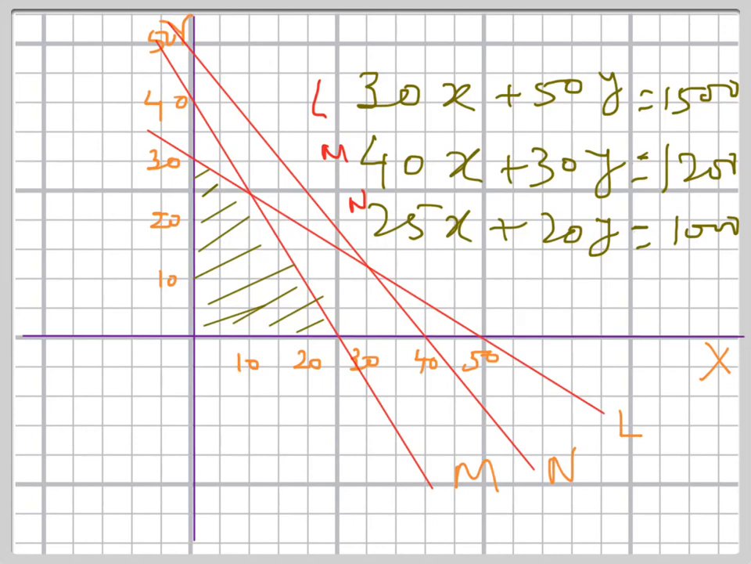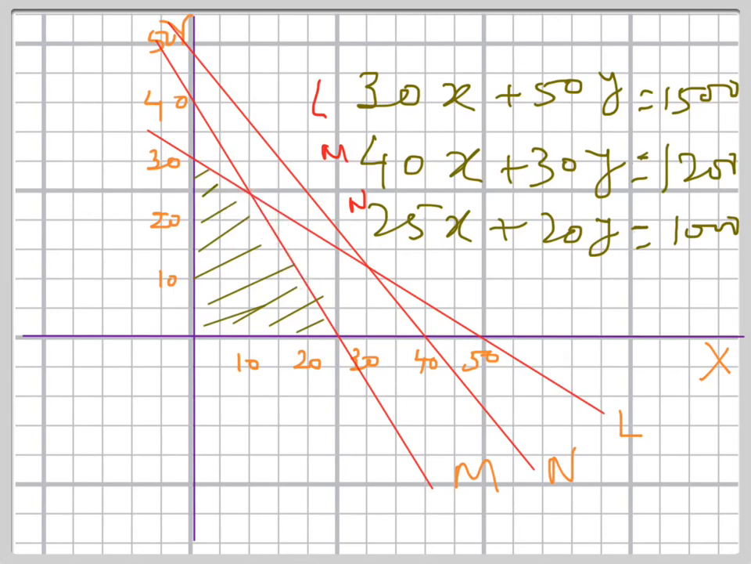So applying that concept here, we notice that since x and y are to be greater than equal to 0, we have to operate in the first quadrant, and since all these three conditions are to be satisfied with less than equal to type, we have only this shaded portion, this area, as the feasible solution space. Any point lying outside of this area will be violating one or more constraints.